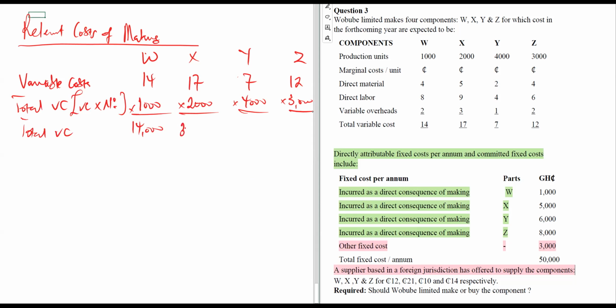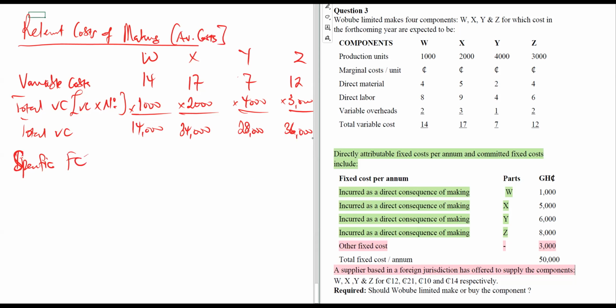34,000. 28,000. Okay. Then we add the what? Specific fixed cost, right? We have variable cost plus specific fixed cost. So you see, we are getting the total avoidable cost, right? So let's add the specific fixed cost.